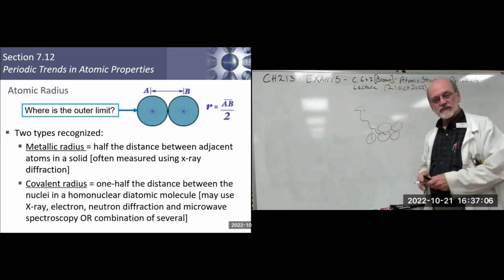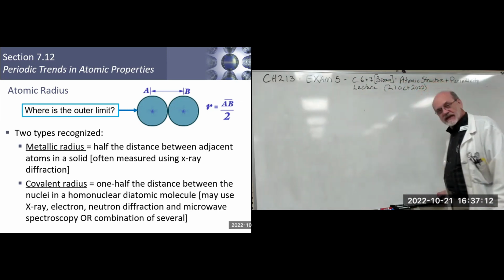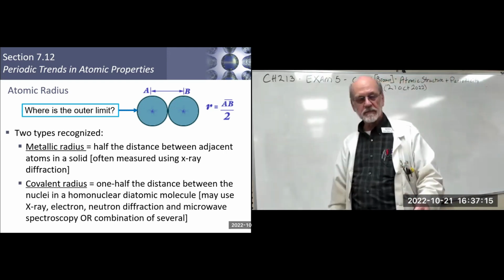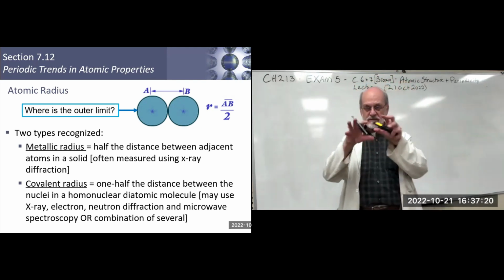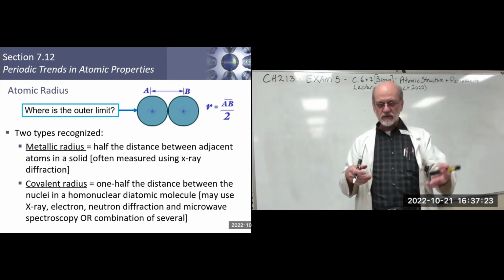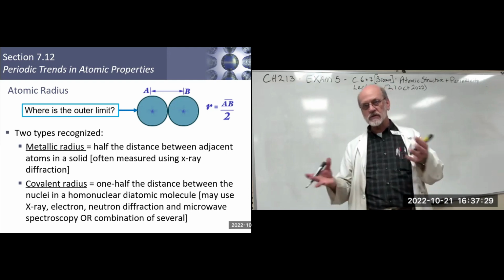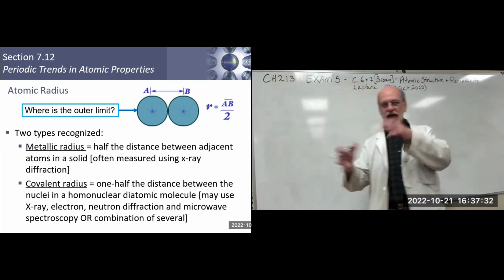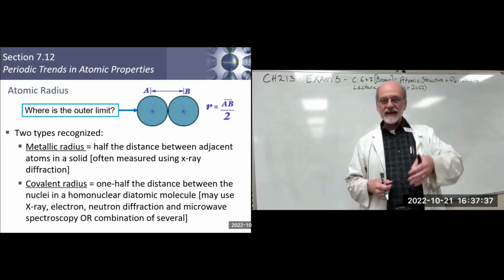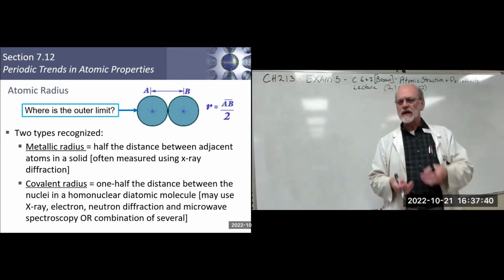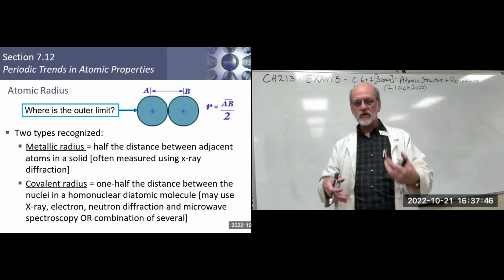The covalent radius is more like the one I talked about earlier. When you have diatomic molecules of any of the elements, and these are primarily non-metallic elements, then you can determine the size using X-rays, electron diffraction, neutron diffraction, microwave spectroscopy, or a combination is usually the best way, and sort of average the results. Once you find the covalent distance between the nuclei, then you cut it in half, and that's your covalent radius.